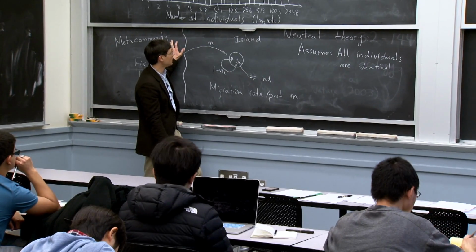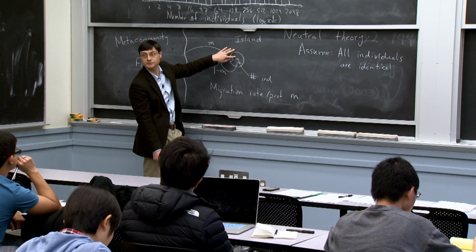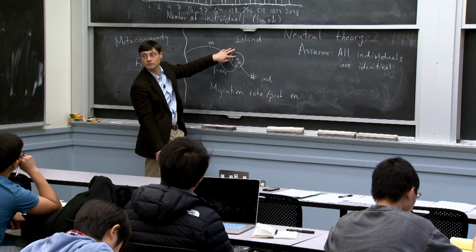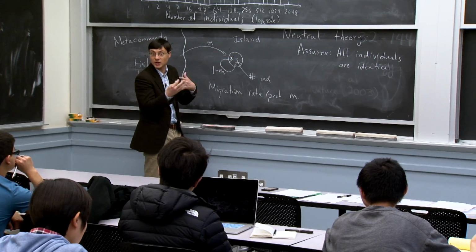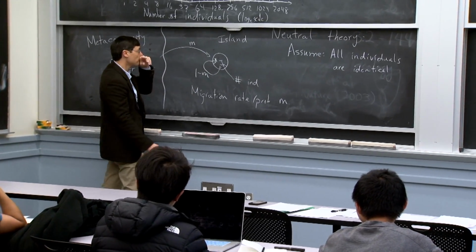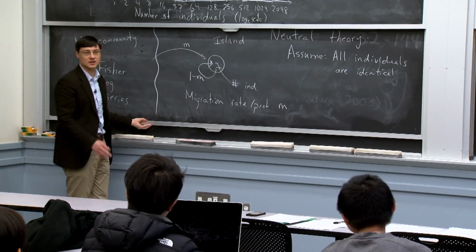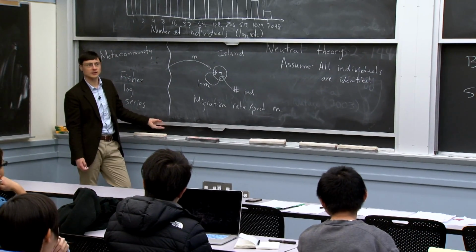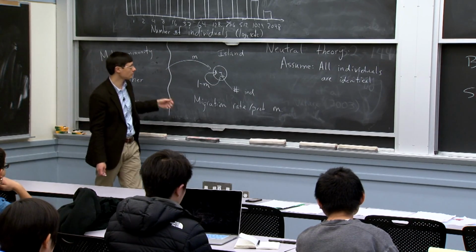Now, you can imagine that in the limit of m going to 0, what's going to happen on the island? Yeah, so you'll end up with just one species, because this is just random genetic drift. It's ecological drift, where one species will take over. Whereas if m is large, then it's more of a reflection of the metacommunity.